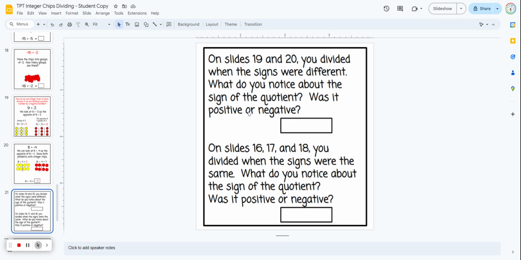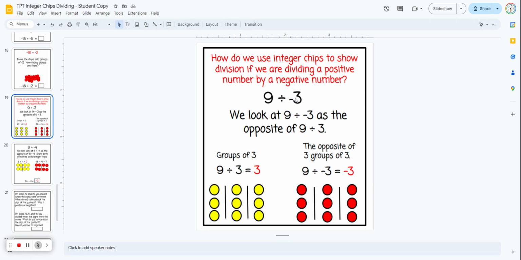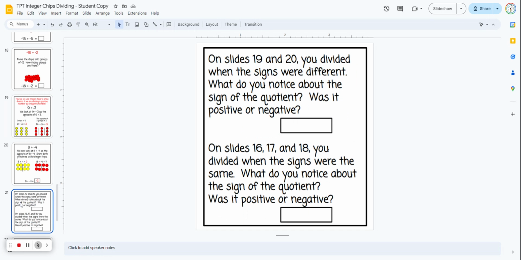So then it has the students go back and look. So on slides 19 and 20, they're going to look and see what happens when they divided. Well, let's go back to 19. We divided here and the signs were different. One number was positive, one number was negative, and we got a negative answer. So we see that when the signs were different, our answer was negative.